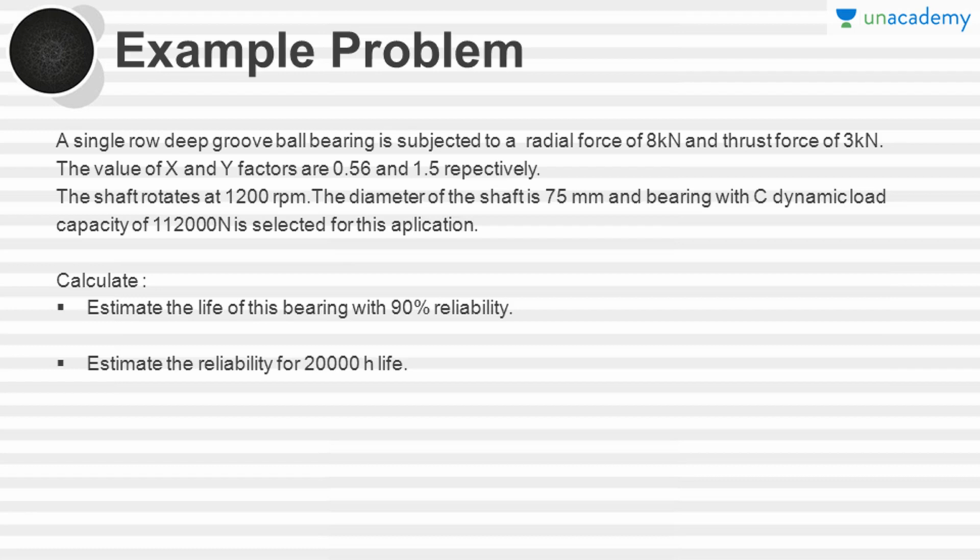So we have to calculate or estimate the life of this bearing with 90% reliability, which means the value of L10, which corresponds to the 90% reliability of the ball bearings in a test group. And we have to estimate the reliability for 20,000 hours life. So here also the value of the life is given in hours, working hours. So we have to convert it into the value in million revolutions so that we can get the value from the dynamic load carrying capacity relation.